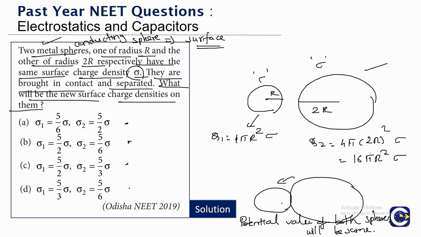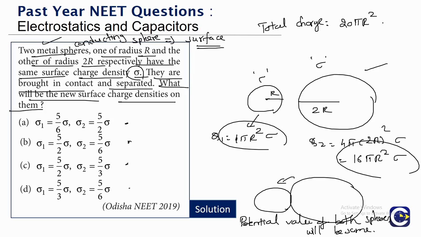So here we don't know how the charge redistribution can happen. For that, let us look at just the total amount of charge. What is the total amount of charge? Here 4 pi r square into sigma. Here 16 pi r square into sigma. Total means on both these spheres put together, 4 plus 16, 20 pi r square into sigma. This is the total charge.